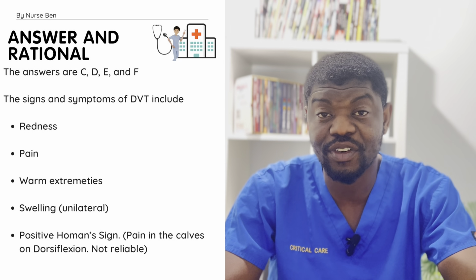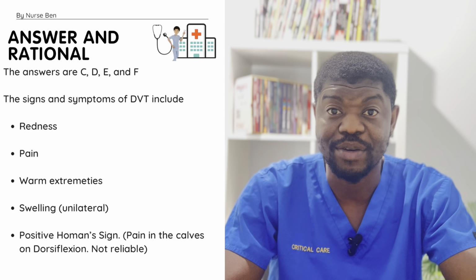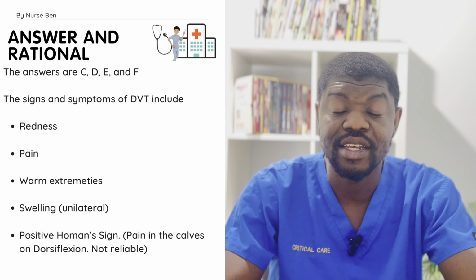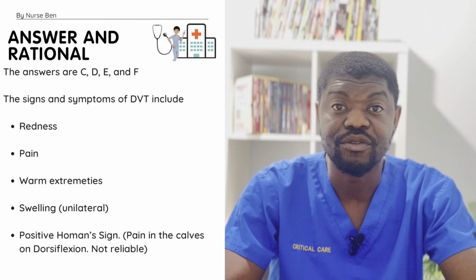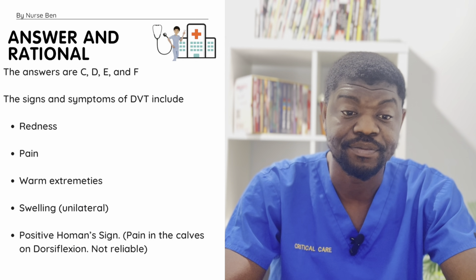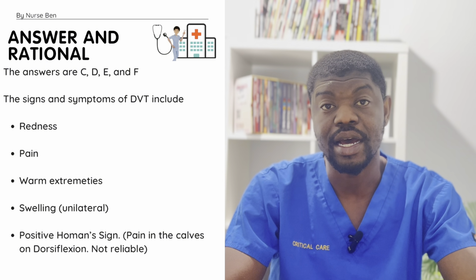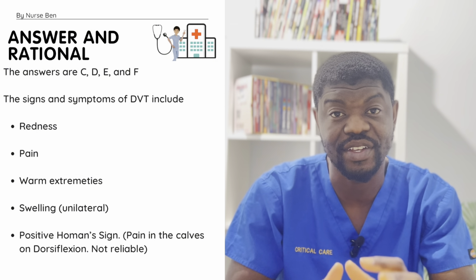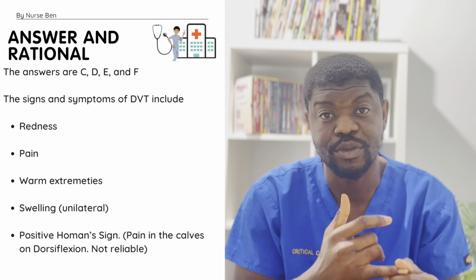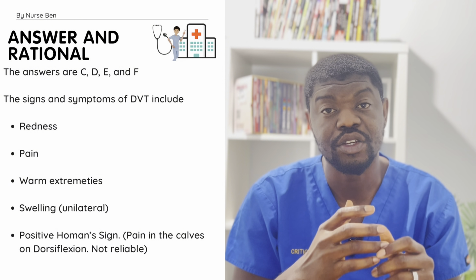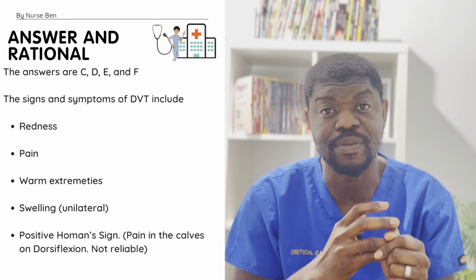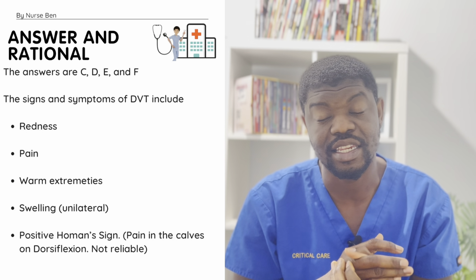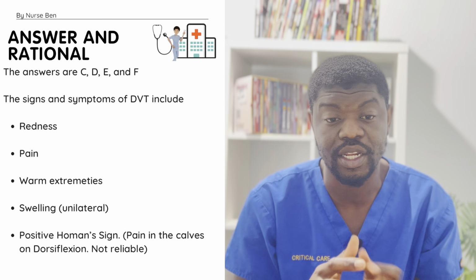So the answers for these questions will be option number C, which is redness, D, which is pain, E, warm extremities, and F, swelling. Now, what we need to understand is that for you to spot a DVT, you need to have swelling, which is usually unilateral. You need to have redness, erythema. You also need to have pain in that limb, usually the lower limbs.